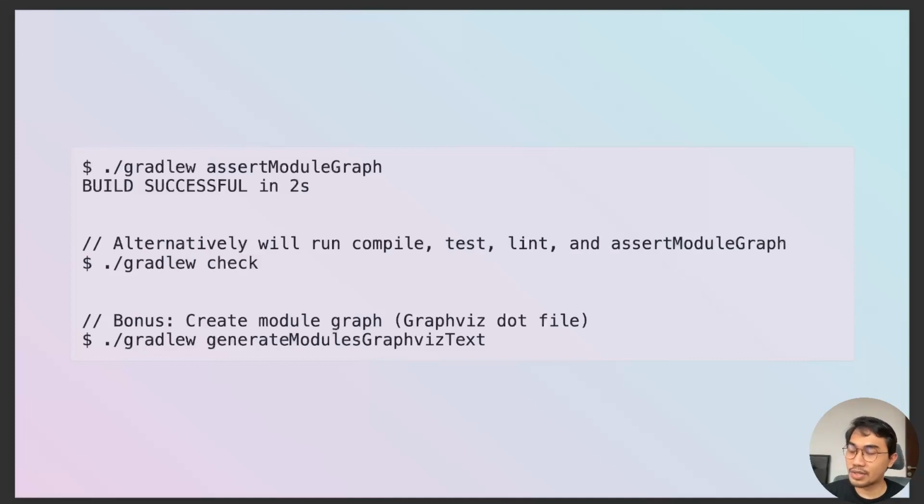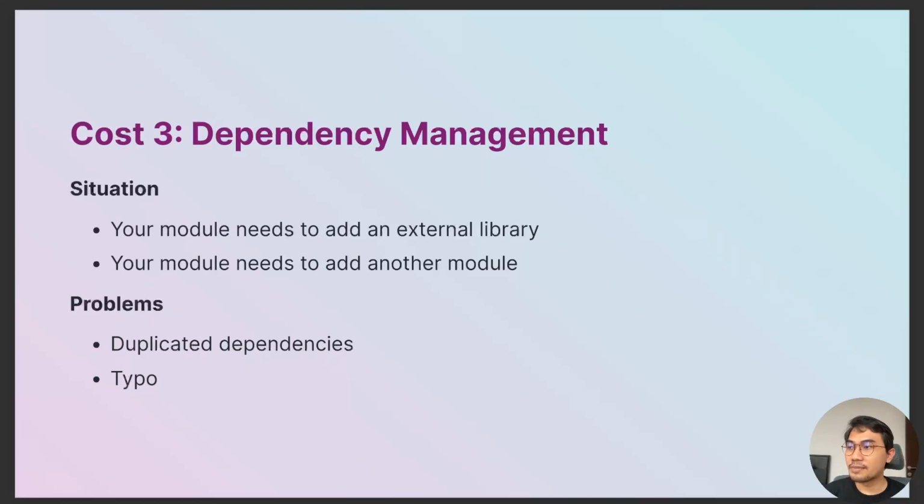Let's conclude cost number 2 and cost number 3, dependency management. Managing dependencies in a multi-module project can be tricky. If we add an external library to our project, we need to ensure that the library with a different version does not already exist. Also, if we have many modules in our project, let's say 100 modules, it would be nice to search it quickly without worrying about a typo.